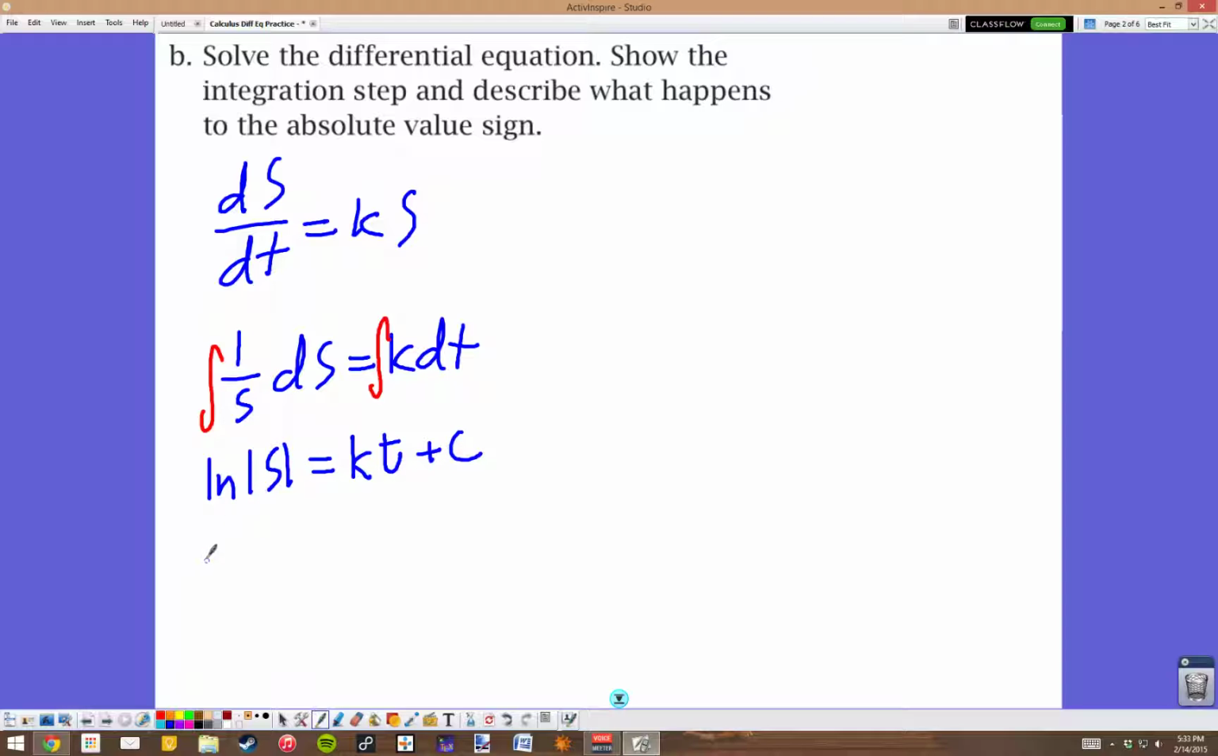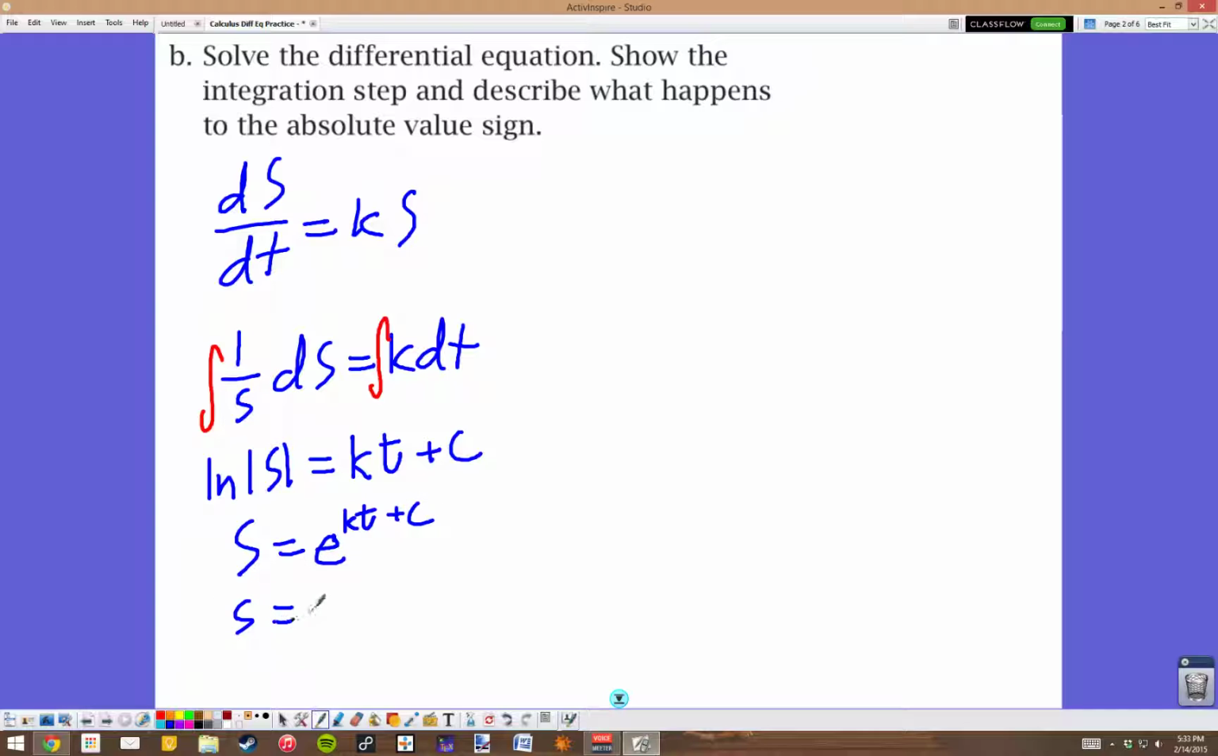Now to get rid of the natural log, I'm going to raise each side to the power of e. E to the ln of absolute value of s is just going to be s. Describe what happens to the absolute value sign. E is always going to be a positive function, e to anything is positive, and we know s is going to be positive because we don't have a negative speed. So that's where that goes away. Then we'll have e to the kt plus c.